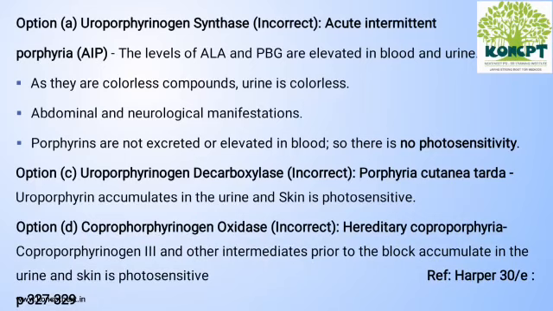In option D, coproporphyrinogen oxidase is deficient. It might result in hereditary coproporphyria, but in this condition there are no other features like port wine stain urine or erythrodontia. So options A, C, D are ruled out. The correct answer is option B.